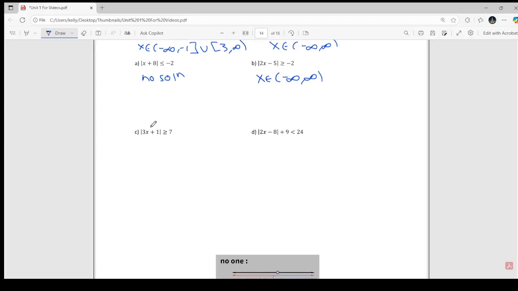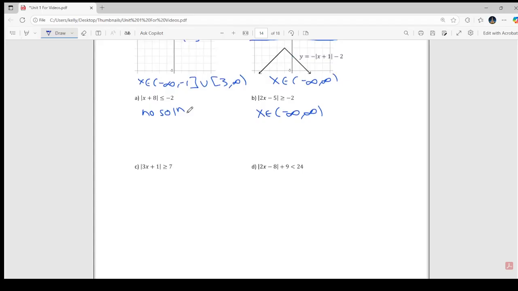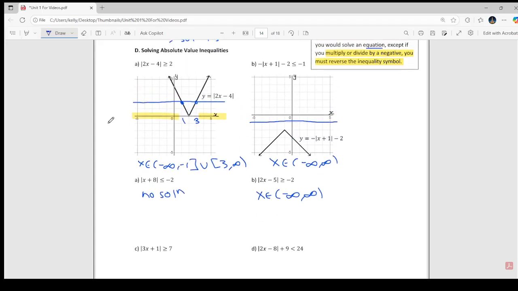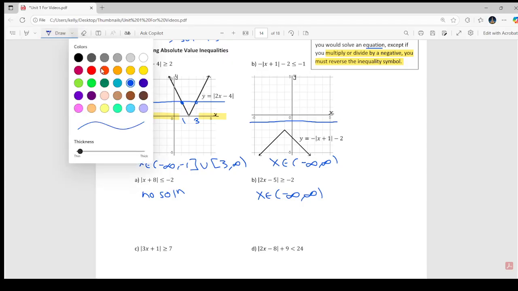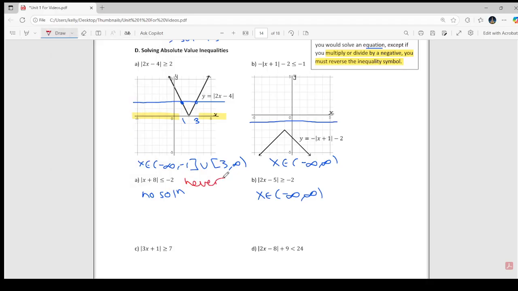When is the absolute value of 3x plus 1 greater than 7? Well, this is going to be sometimes. It'll be something like this. There'll be a couple of intervals where this is positive. So note, there are some solutions that are never, some that are always, and some that are sometimes.